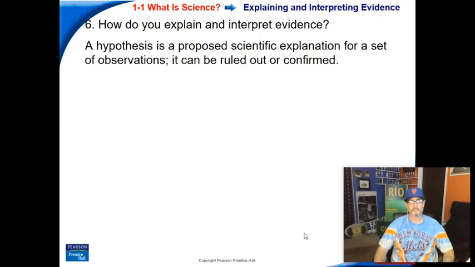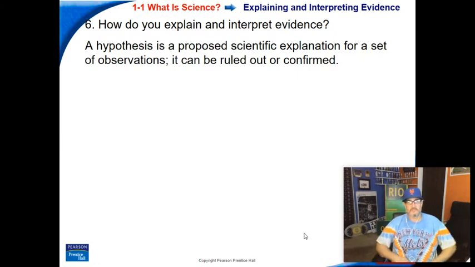Okay, please number 6. And how do you explain and interpret evidence? That goes on the left. And then the notes goes on the right. Hypothesis is a proposed scientific explanation for a set of observations, and it can be ruled out or confirmed, and we use experiments to rule out or confirm hypotheses.